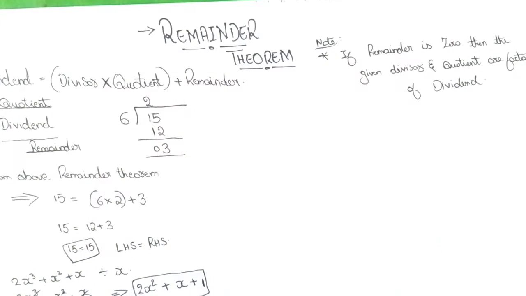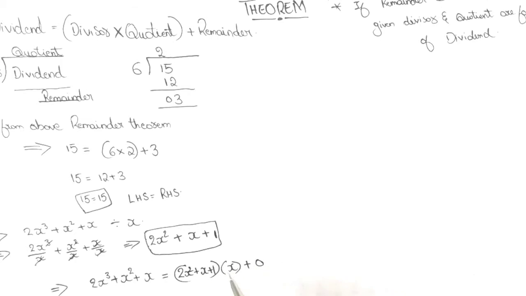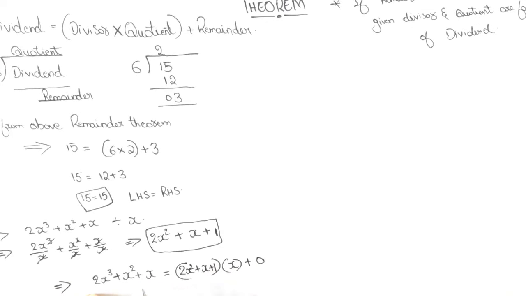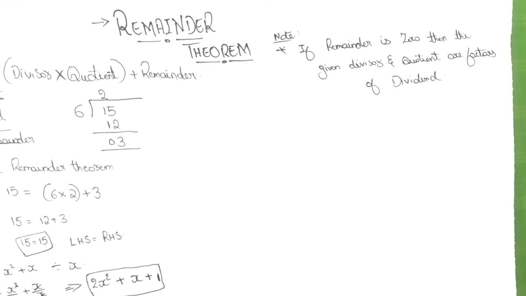Here you can notice that these are factors of this term. Why? Because if we multiply them, we will get this. We can also take 6 and 2 as factors of 12. Why? Because 6 multiplied by 2 is 12. Now, this is one important note here.